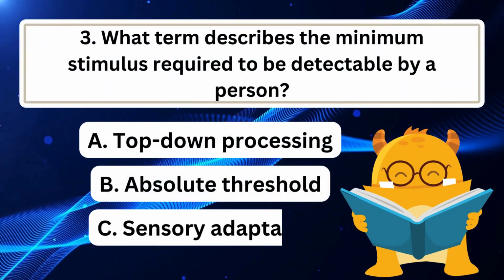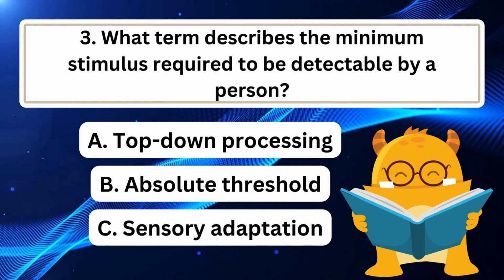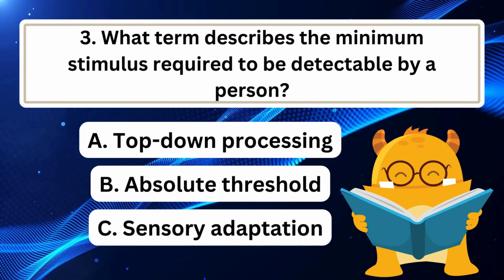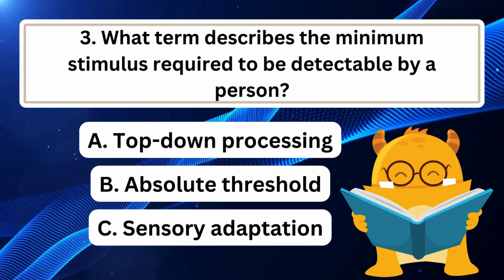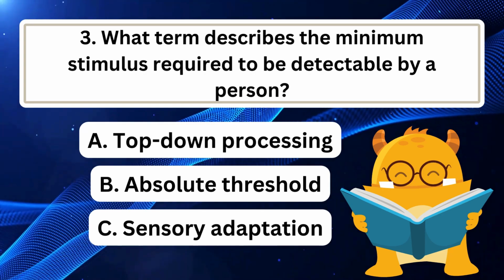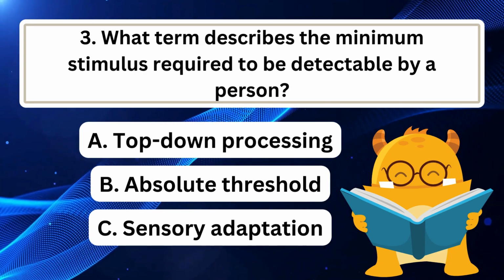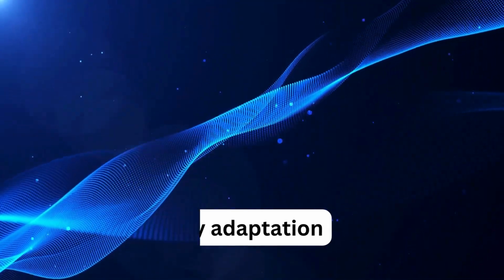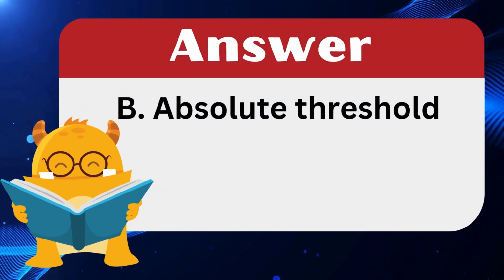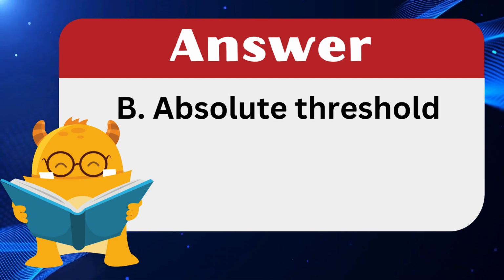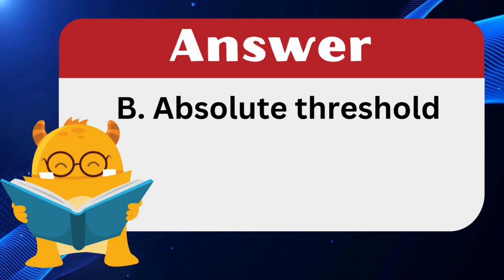3. What term describes the minimum stimulus required to be detectable by a person? A. Top-down processing. B. Absolute threshold. C. Sensory adaptation. B. Absolute threshold. The absolute threshold is the minimum stimulus required to be detectable by an individual.